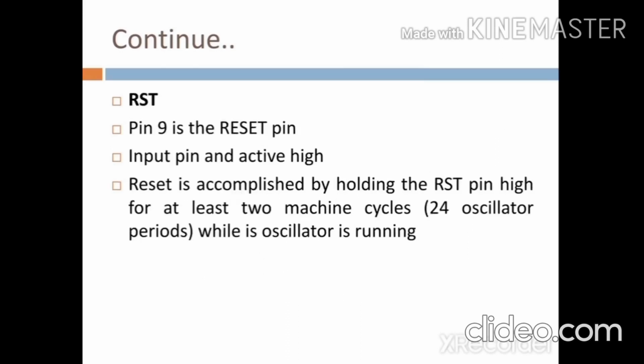Then RST, that means reset pin. This reset pin is pin number 9 of the 8051. It is an input pin and it is active high. Reset is accomplished by holding the reset pin high for at least 2 machine cycles, that means 24 oscillator periods, while the oscillator is running.